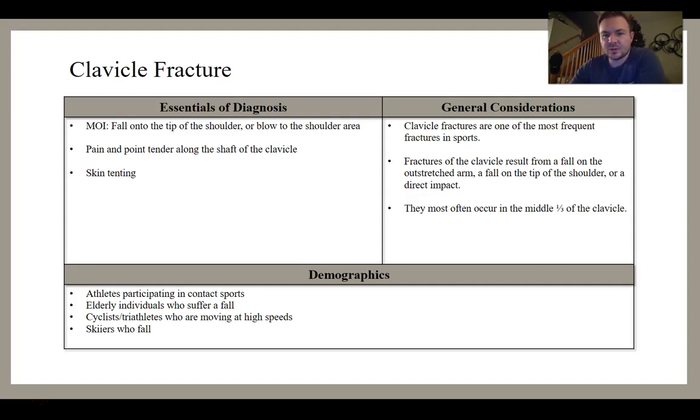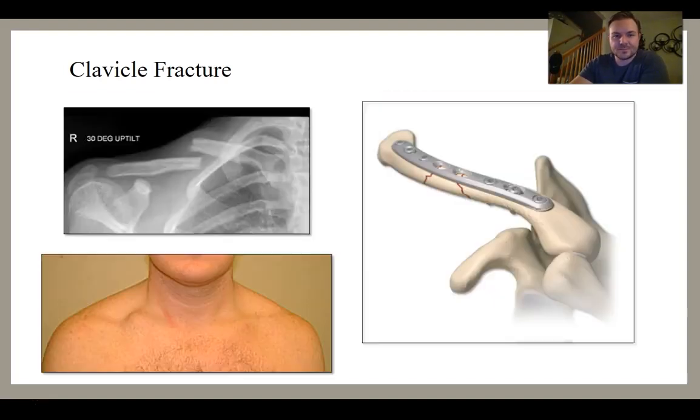This is one of the most frequent fractures in sports. It's usually from falling on the tip of the shoulder or outstretched arm or direct impact, as I mentioned previously. Most often it occurs in the middle third of the clavicle. And the demographics here are athletes participating in contact sports, maybe elderly individuals who suffer a fall, cyclists or triathletes who are moving at high speeds. You can lump skiers into this category. We have a lot of these up in Minnesota here.